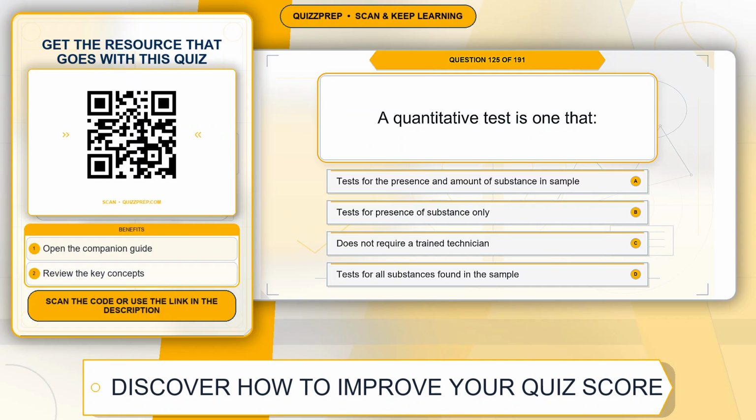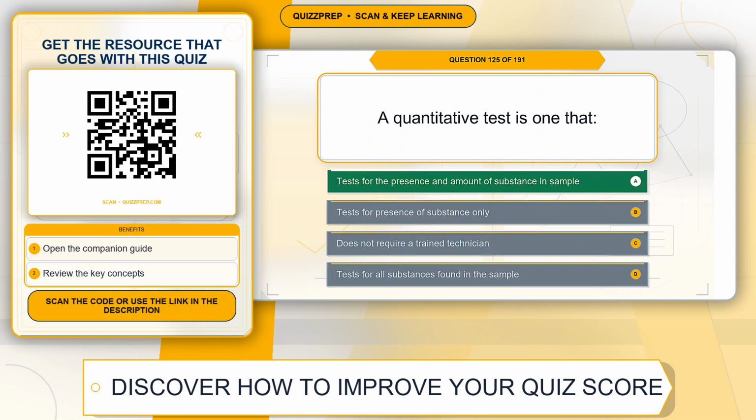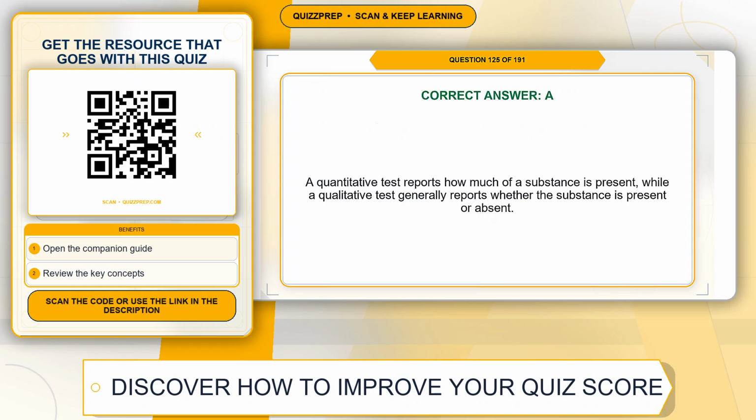Question 125. A quantitative test is one that: Option A, tests for the presence and amount of substance in sample. Option B, tests for presence of substance only. Option C, does not require a trained technician. Option D, tests for all substances found in the sample. The correct answer is option A, tests for the presence and amount of substance in sample. Explanation: a quantitative test reports how much of a substance is present, while a qualitative test generally reports whether the substance is present or absent.